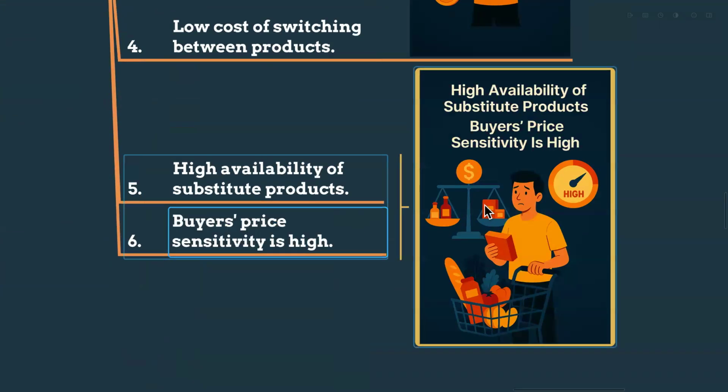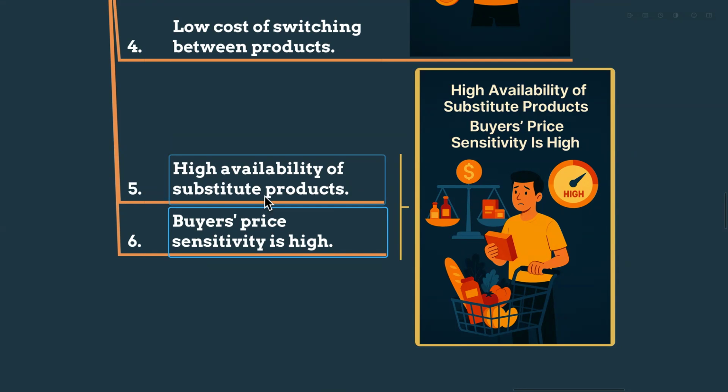And the buyer's price is very sensitive. If you increase your price by 1 or 2 rupees, and they reduce the purchase of your products, it means they are price sensitive, then the bargaining power is with the buyer.